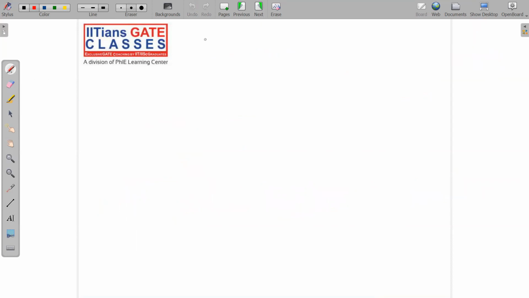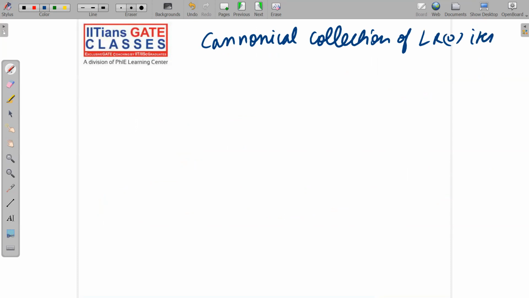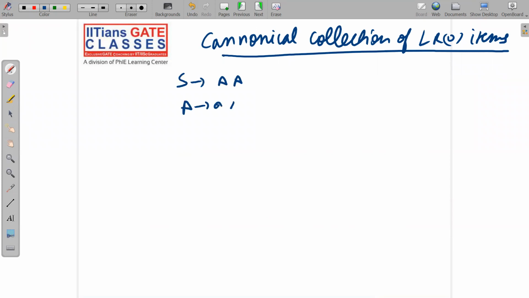So now I'm going to explain what is canonical collection of LR0 items. For that, let me take a grammar: S goes to A A, A goes to a A or b. Now, if I say this is an LR0 item, 100% this is an LR0 item, because I have taken a production rule of the grammar and I have applied a dot somewhere.